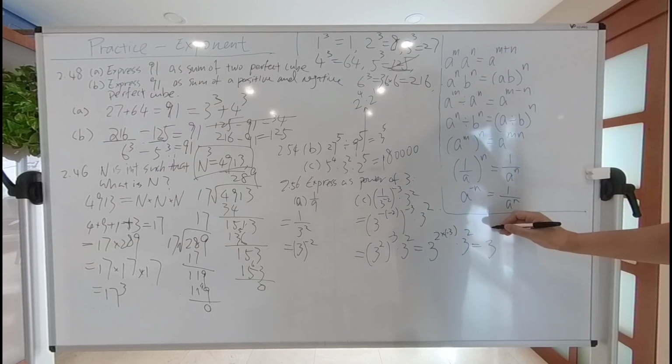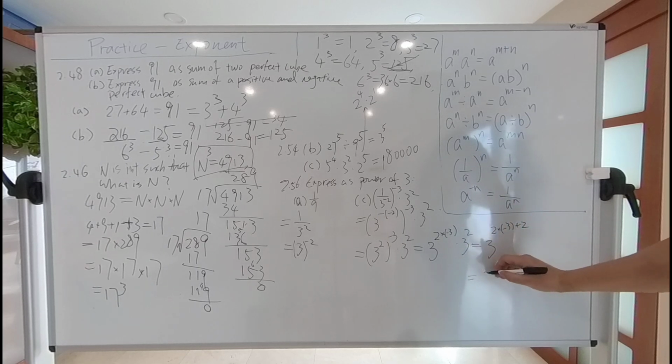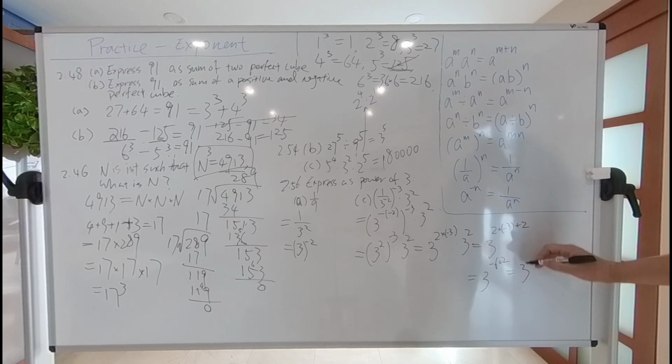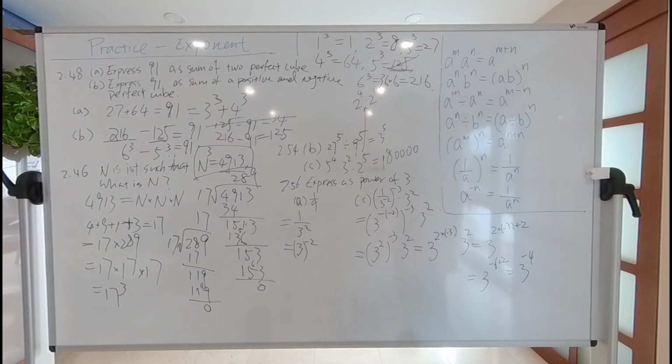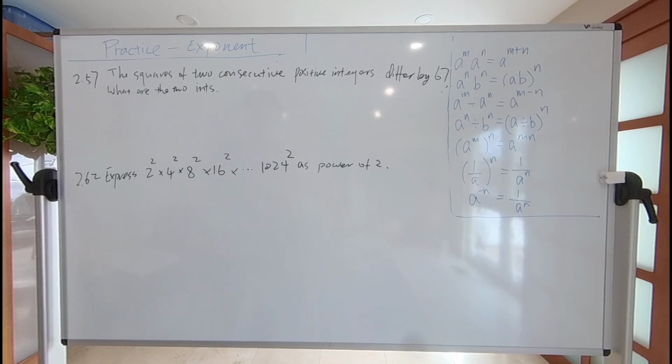So 3 to the power of minus 6 plus 2. Then I would just need to simplify my power, so it's minus 6 plus 2, so it's 3 to minus 4. So that's how we simplify this expression as a power of 3. Let's see the next question.